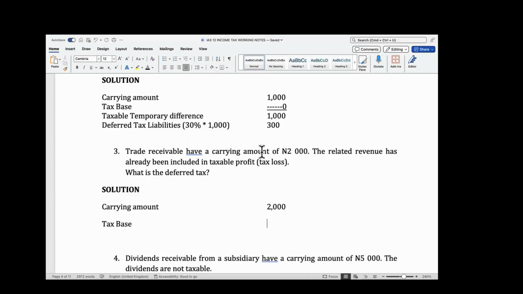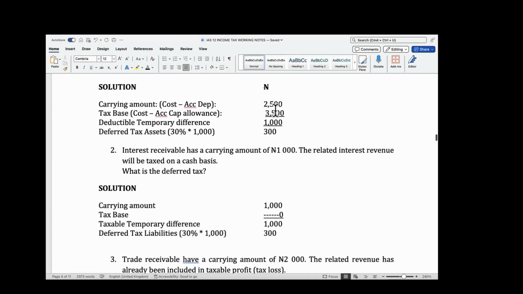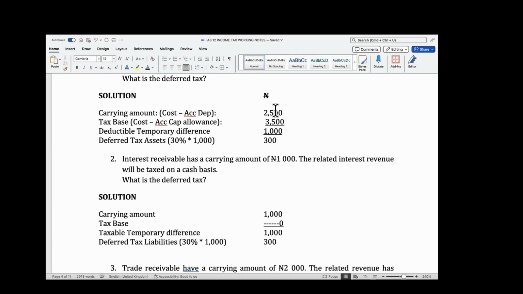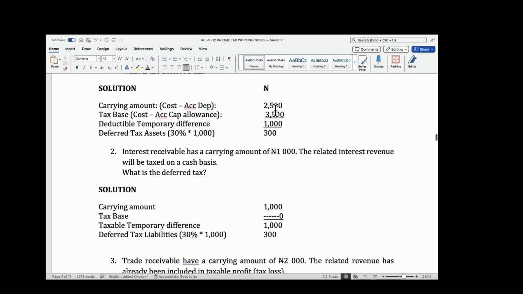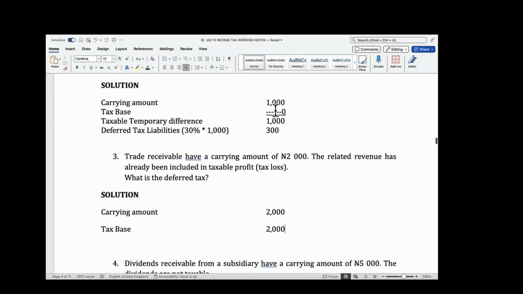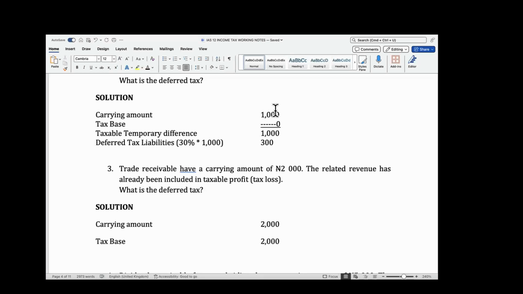So what's the tax base? It's 2,000. Okay, let's hear from Michael. Why do you think it's zero? Michael says the last one is interest receivable, and he is just using it to guide himself. Here is a trade receivable, it will still be received, but it has not been received, so the tax base will now be zero.